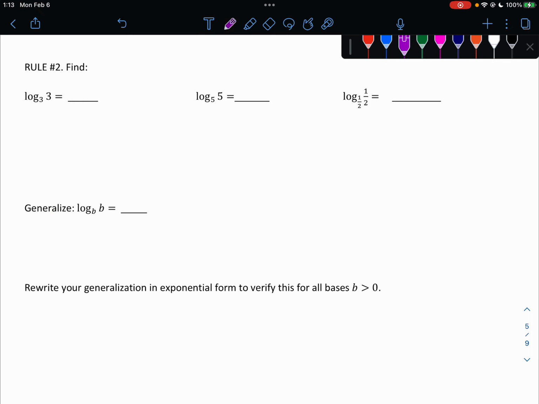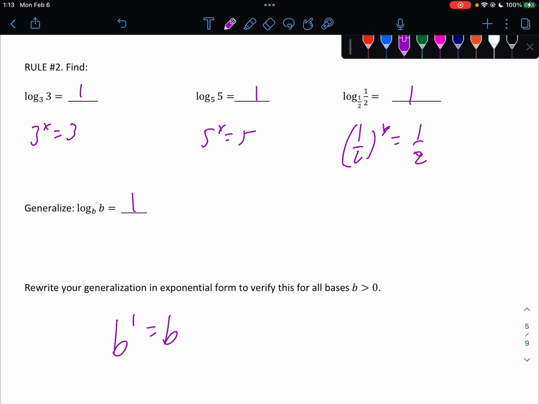Second rule. So think of it this way. 3 to the x equals 3. 5 to the x equals 5. 1/2 to the x equals 1/2. What would the power have to be for all these? 1. So log base b of b would be 1. So rewriting that would be b to the 1 equals b, which makes sense.